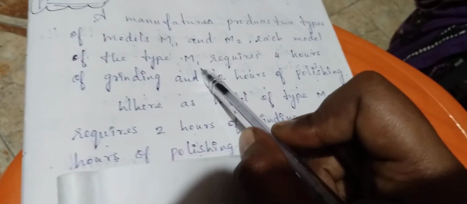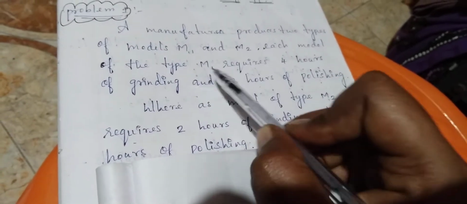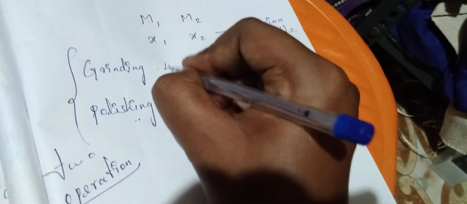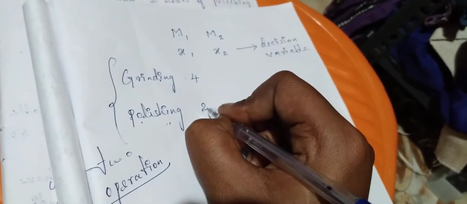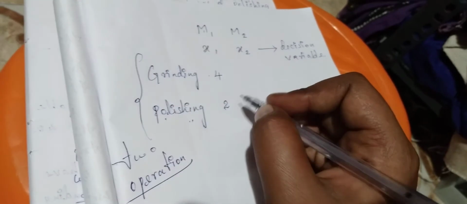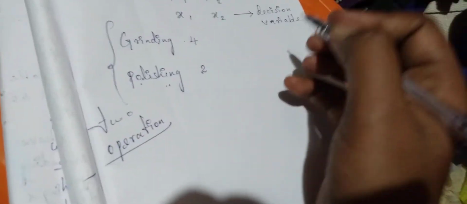Next for grinding. For M1, how many hours have they given? M1 requires 4 hours of grinding and the same M1 requires 2 hours of polishing. Model 1 requires 4 hours of grinding, and the same M1 requires 2 hours of polishing. I hope you are all following my lecture. If you couldn't understand, kindly ask me. Don't worry about that.